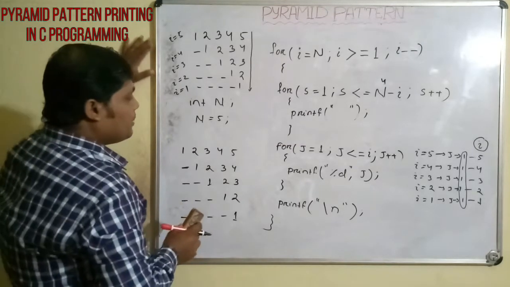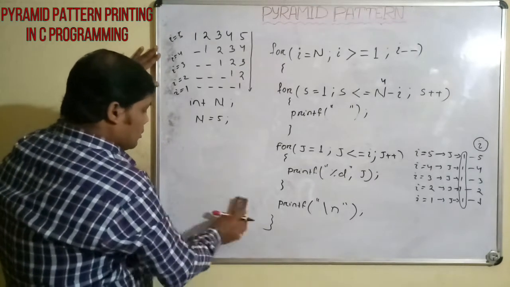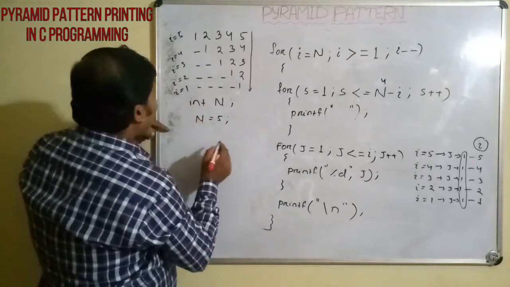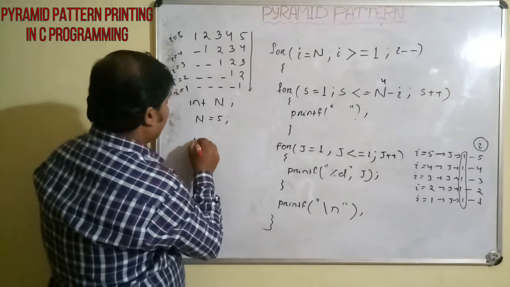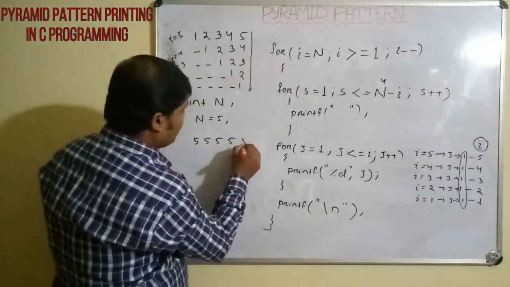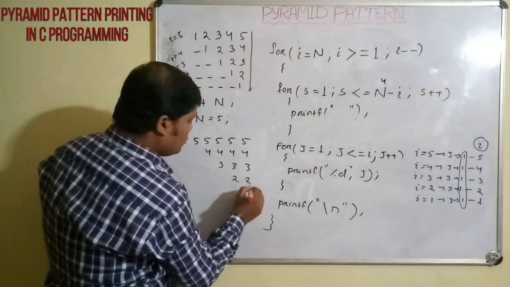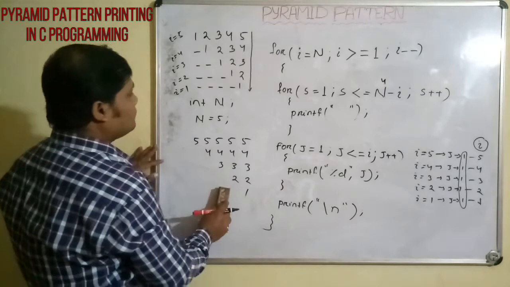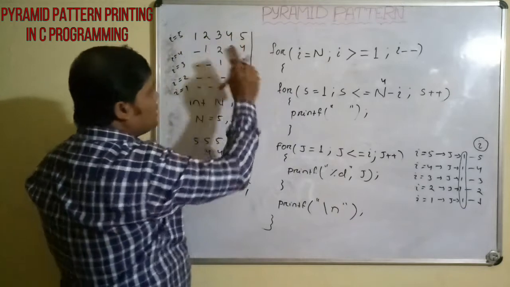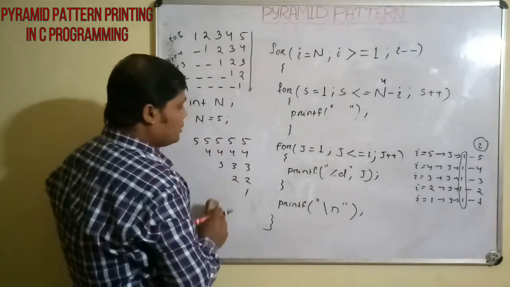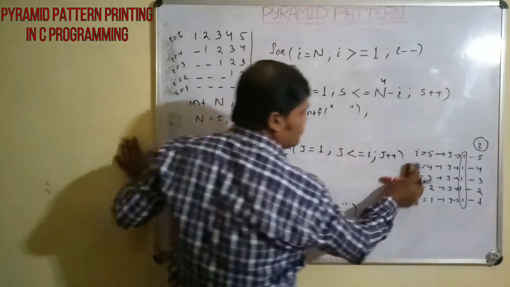Now come to another pattern. Just see, suppose you can see this is 5, 5, 5, 5, 5, then 4, 4, 4, 4, 3, 3, 3, 2, 2, this is 1. Now see, you need not change the loop part because there is no change in the structure, same pattern, only changing in the printing part. What changes do we have to do?